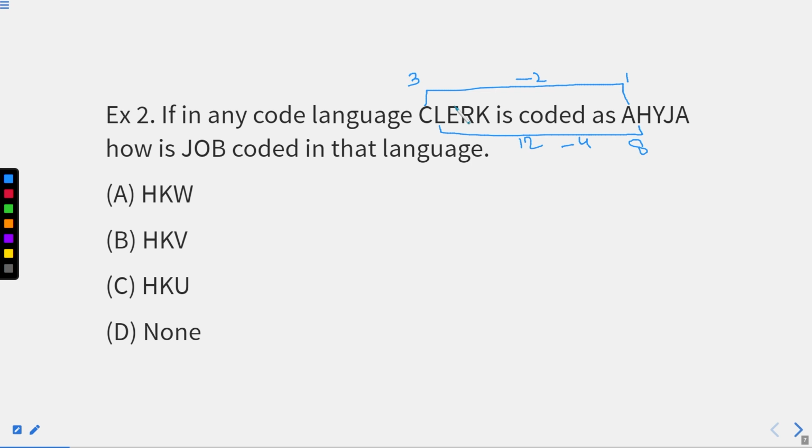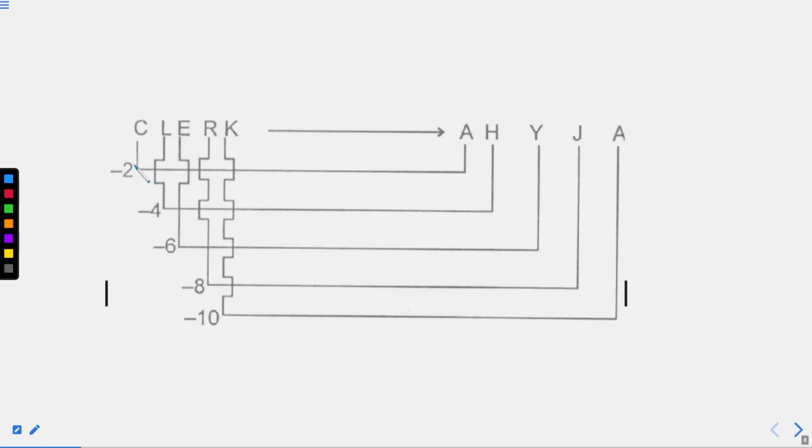If I talk about E, how E is related to Y, and how R is related to J, and how K is related to A. We are going to look at all these things with the help of this diagram. I hope the diagram is clear.